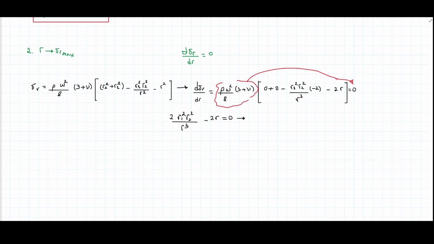So if I send this to the other side and then multiply by the other one, actually at this point I could get rid of these 2's here. I can say, well, r to the power 4 equals r1 square r2 square. Then it means that r square equals r1 times r2, which means that the position where the radial stress is going to be maximum is at r equal to the square root of r1 r2.